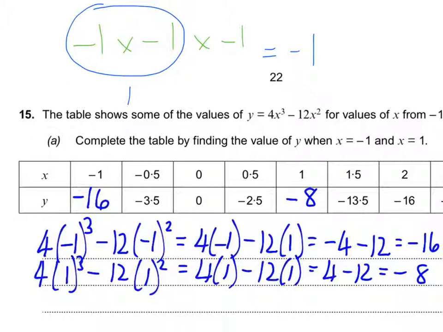For when it's 1 cubed, we don't have to worry quite so much about all the negatives and minus times a minus. 1 cubed just means 1 times by itself 3 times, so 1 times 1 times 1. So that would just be 1. 4 times 1 is 4. And this is 12 times 1. 12 times 1 is 12. But remember, it was a minus here. So that's why it's 4 take away 12. 4 take away 12 is -8. So that's how we got the -8 there.